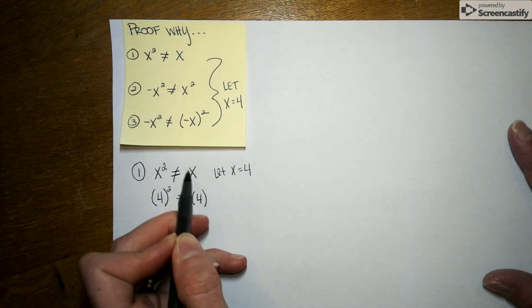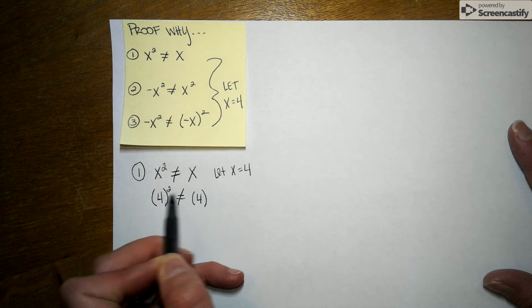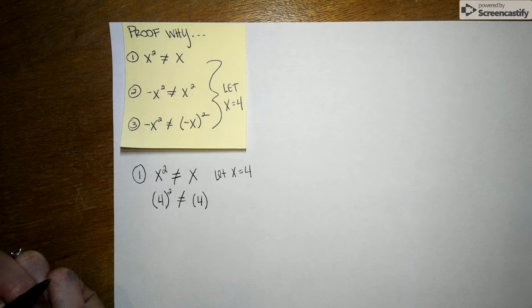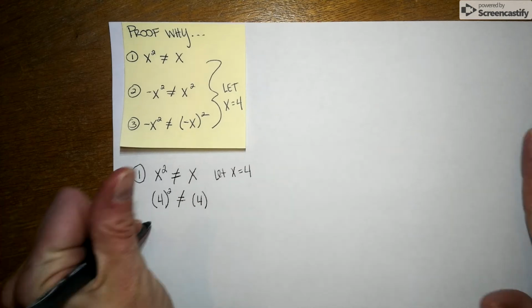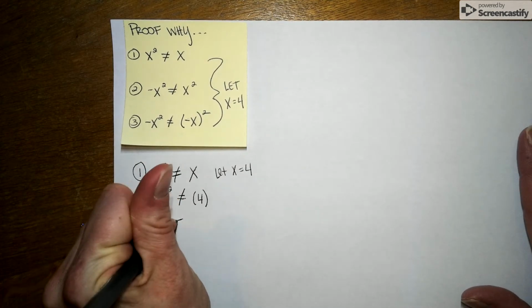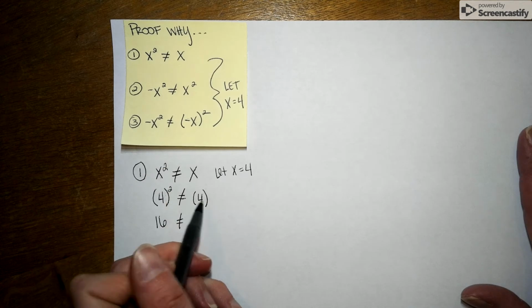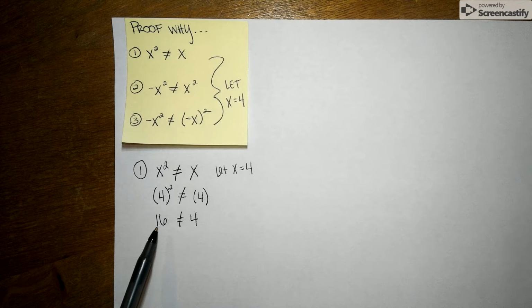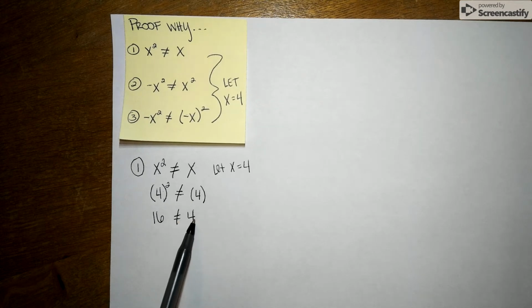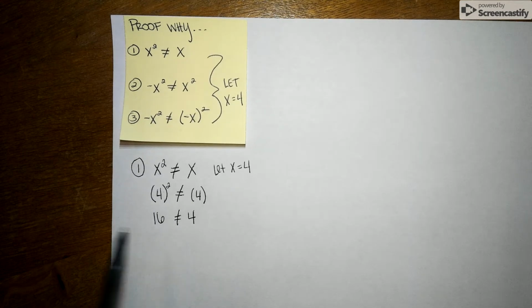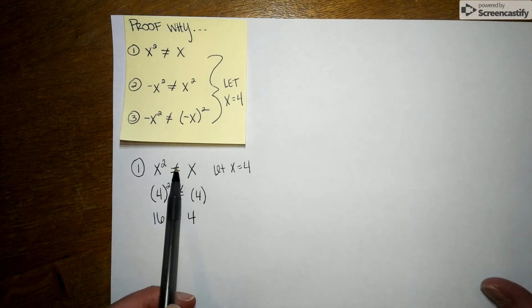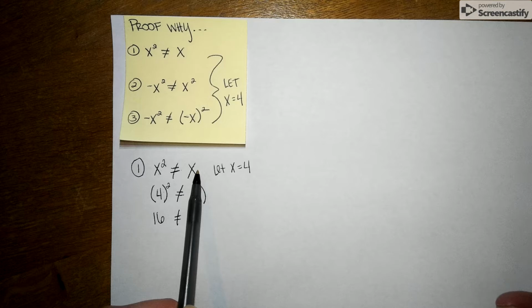So again, x is 4. So that's why I'm replacing every x with a 4 that's in parentheses. 4 squared means I'm taking 4 times 4. So I get 16. And then, of course, over here, I don't have to do anything with this 4, so I'm just going to write down 4. Obviously, then, if I look at 16 and compare it to 4, these numbers are not equal. So this is why x squared is not equal or not equivalent to x.